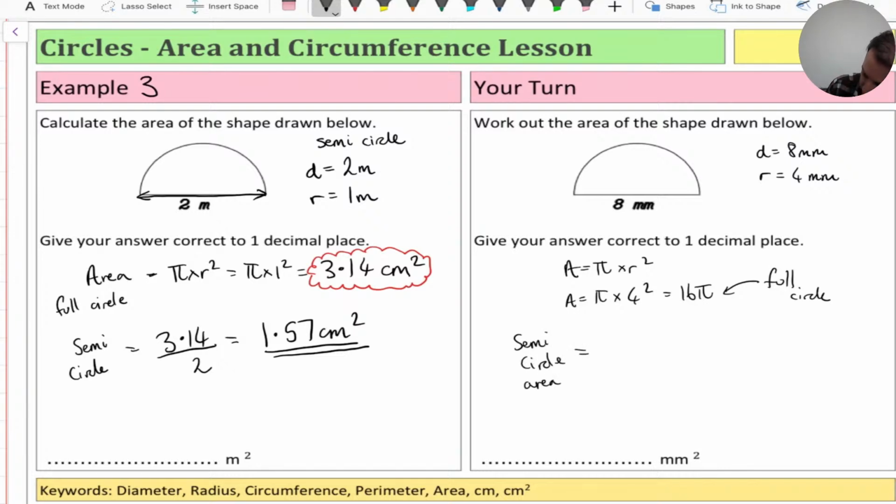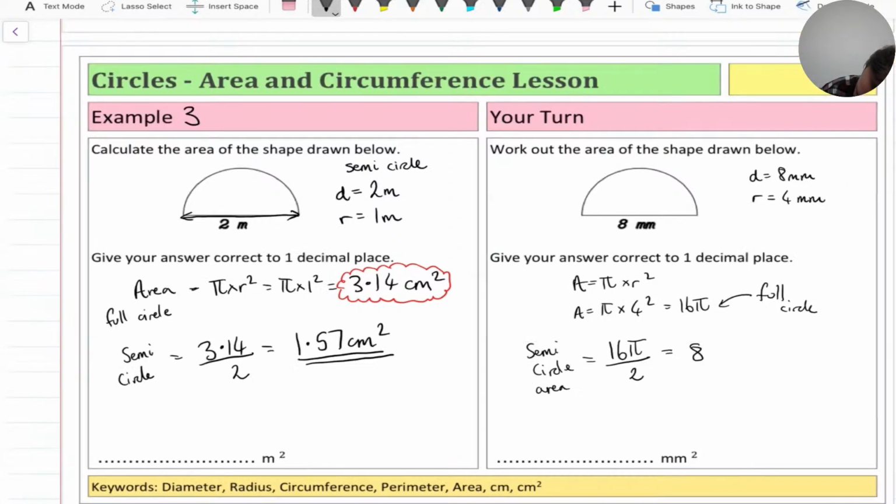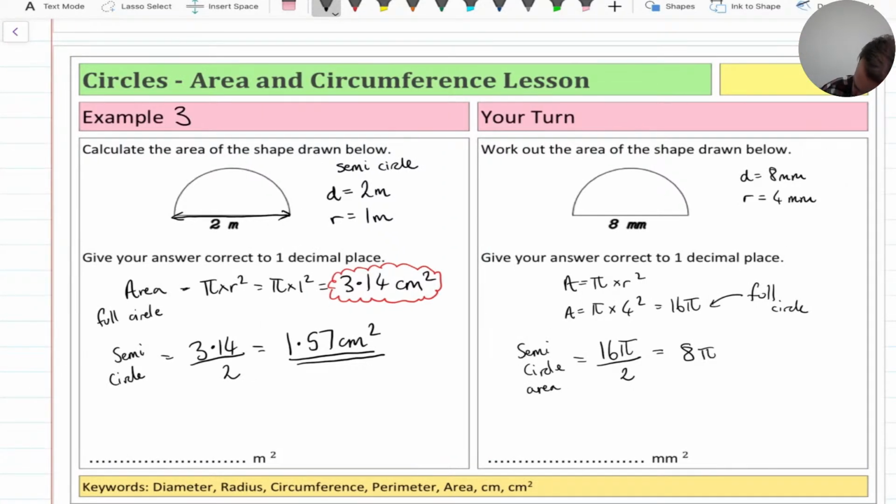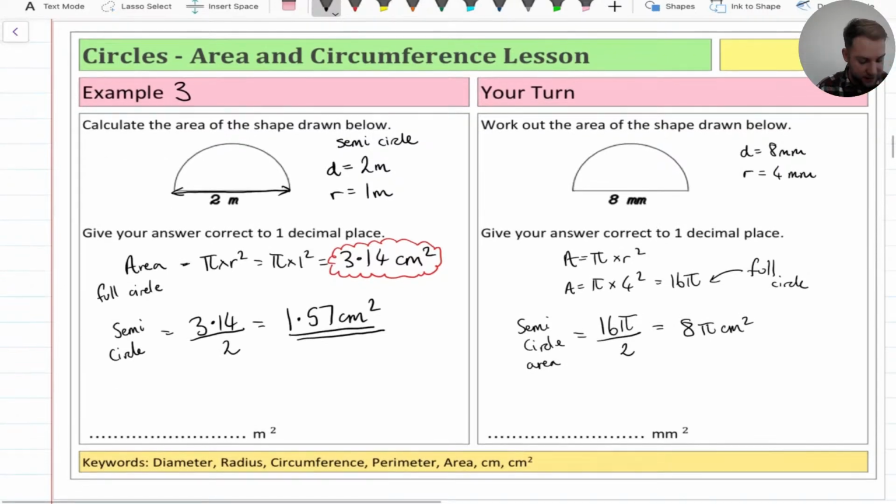So the semicircle area is 16 pi divided by 2, which is equal to 8 pi centimeters squared. But remember, they want it to 1 decimal place here. So you'd leave it like this if we were on the non-calculator. However, I want it to 1 decimal place, so 8 shift pi to 1 decimal place would be 25.1.